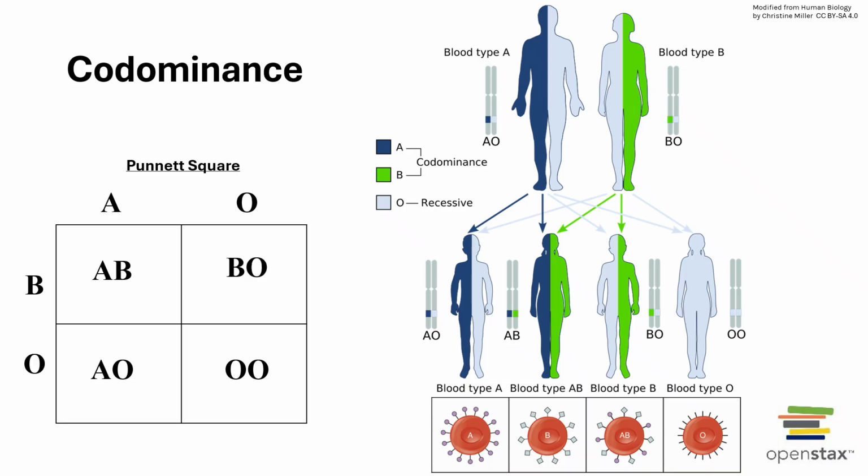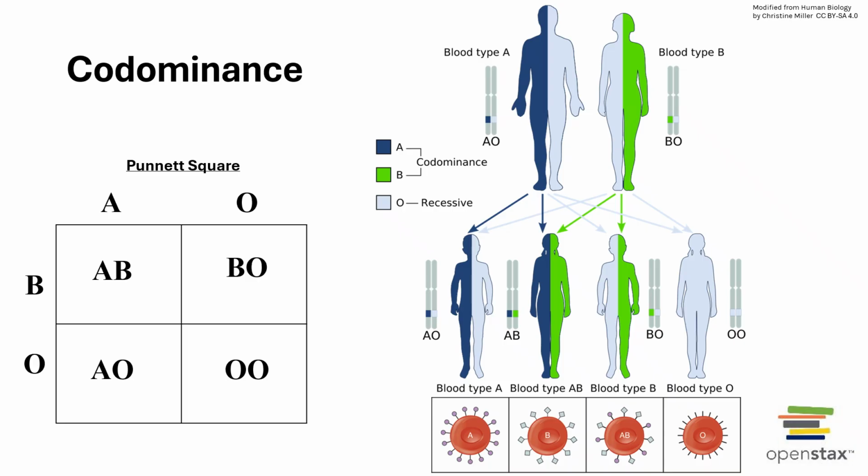The alleles from one parent are placed across the top of the square, and the alleles from the other parent are placed along the side of the square. Each box in the grid represents one possible combination of alleles that a child could inherit.